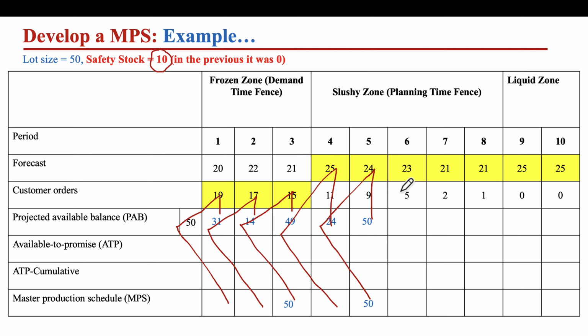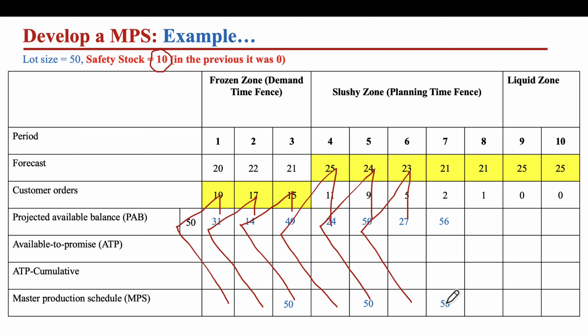Is this 50 sufficient to meet the demand for 23? Yes, it is. So no more production here. And PAB will become 0 plus 50 minus 23 is equal to 27. Is this 27 sufficient to meet the demand for 21? Yes, it is sufficient. So no production. However, safety stock will fall below 10 because there are 27 units. When those 21 will be consumed, from this 27 we will be left with 6, and 6 is less than 10, which means we need to do production here.